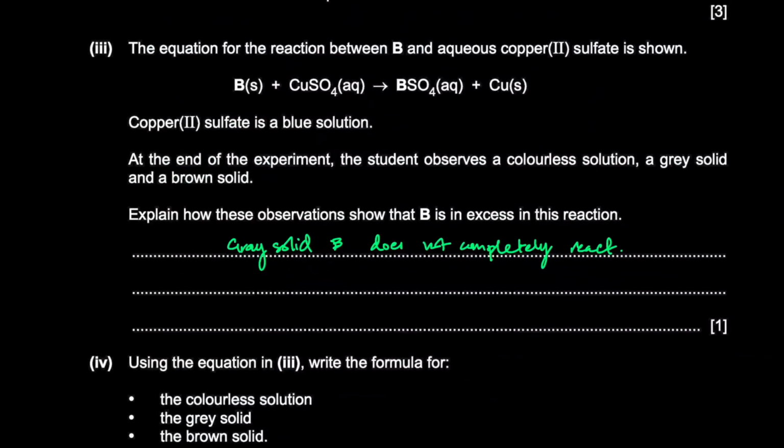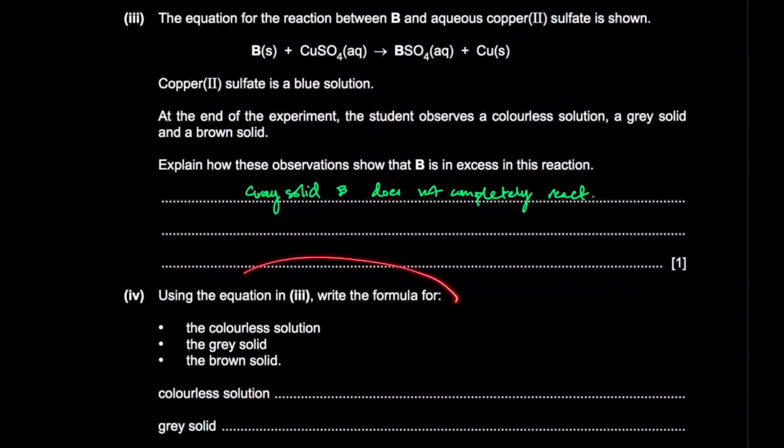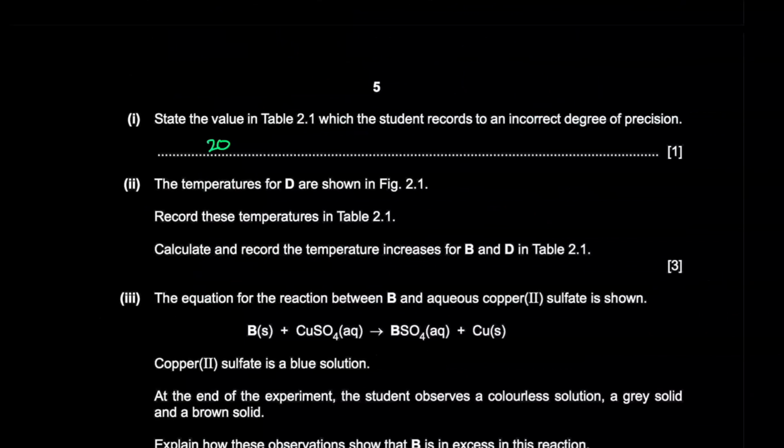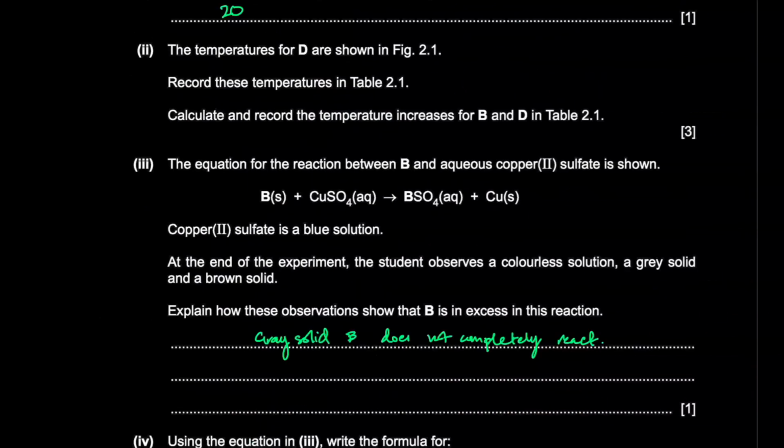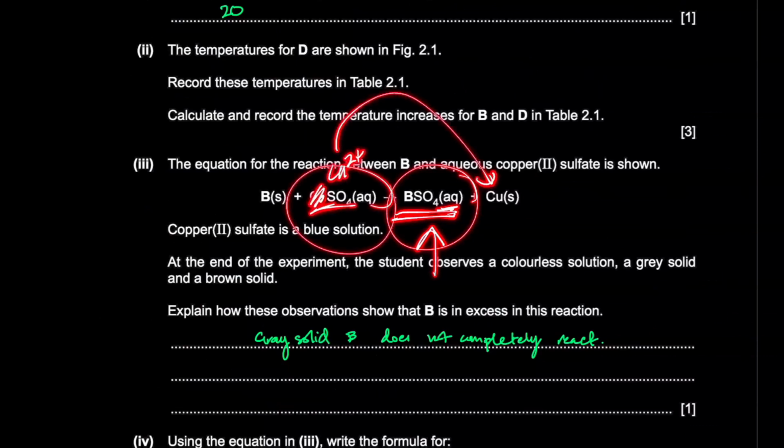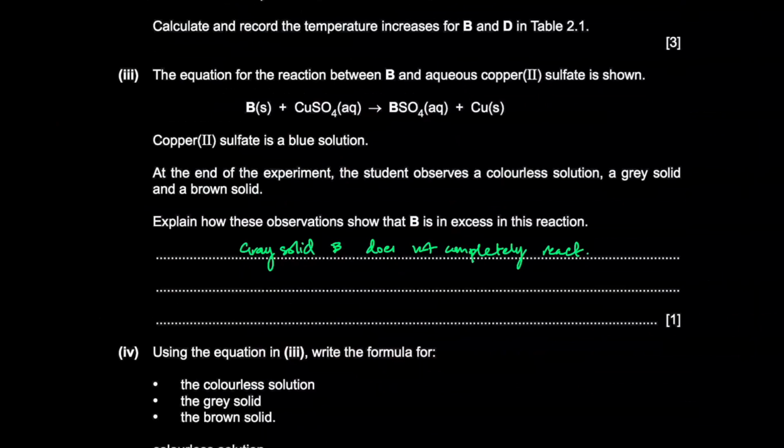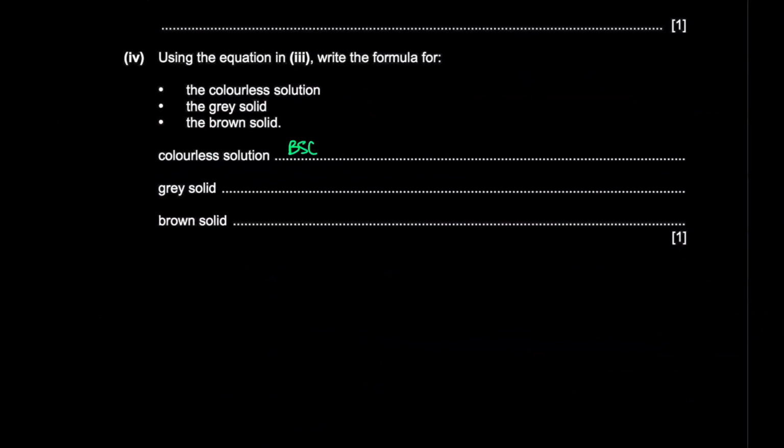Using the equation in part 3, write down the formula for the colorless solution, the gray solid, and the brown solid. The colorless solution is BSO4 aqueous, right? Because your solution is aqueous and colorless. The blue solution disappears because copper 2 ions are converted to copper metal. So your colorless solution is BSO4 aqueous. Your gray solid is B, which is the solid gray metal, and your brown solid is copper.